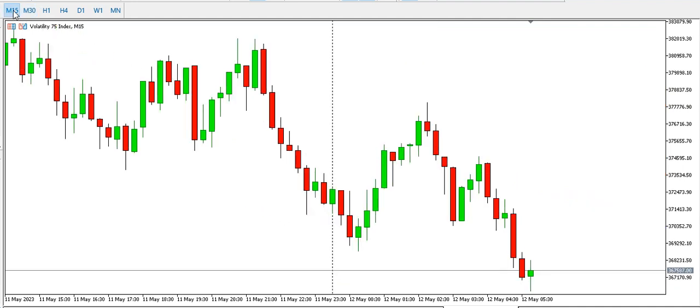On the 15 minutes time frame, it is much more elaborate. We can see clearly that the trend is bearish for now on the 15 minutes time frame, where we have the lower lows.